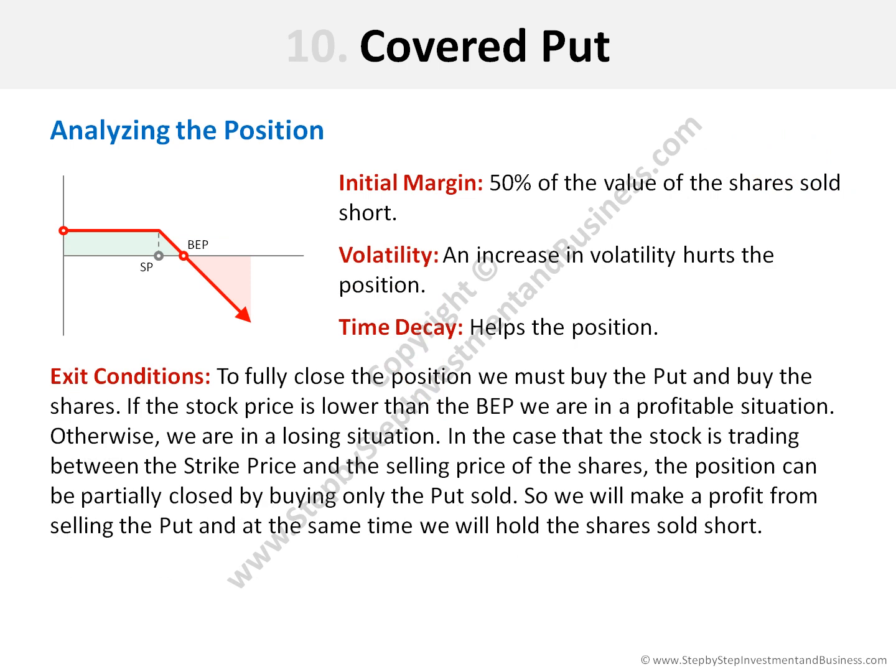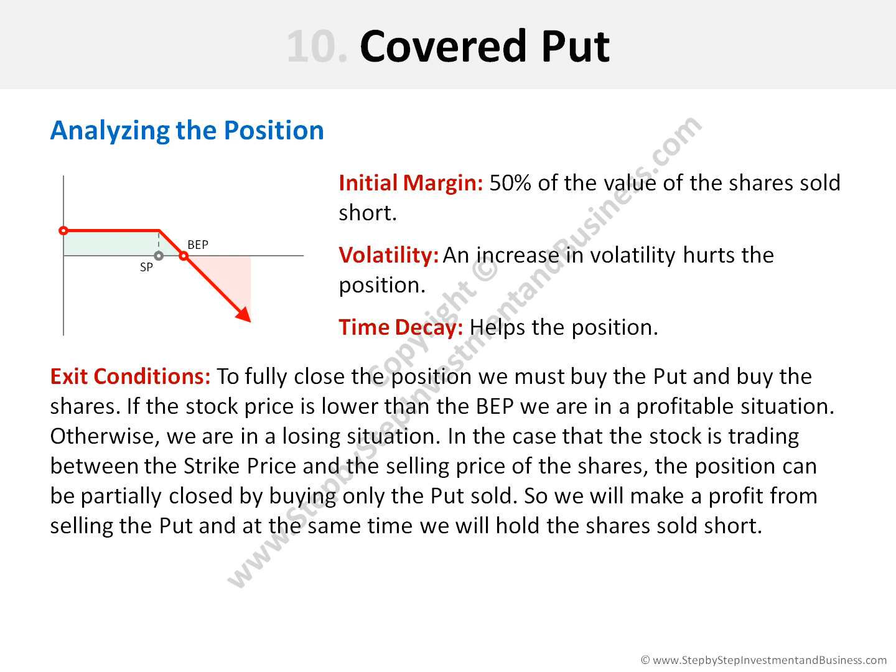Continuing with the analysis, the initial margin required to open the position is equal to 50% of the value of the shares sold short. The put sold is covered by the short shares. An increase in volatility hurts the position. Time decay helps the position. With respect to exit conditions, to fully close the position, we must buy the put and buy the shares.